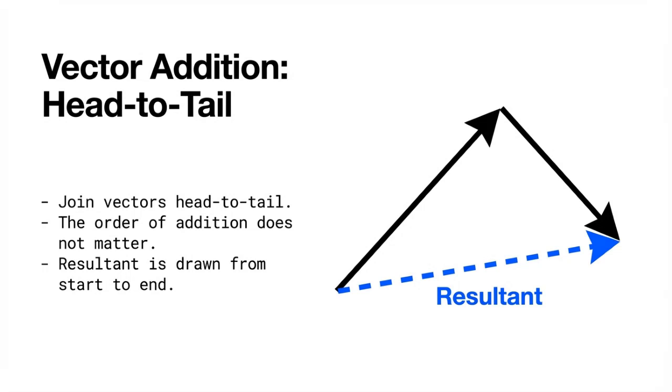When adding vectors using the head-to-tail method, you place the tail of the second vector at the head of the first vector. This allows you to visually combine their effects. It's important to note that the order in which you join the vectors doesn't change the result. Once joined, the resultant vector is drawn as a straight line from the starting point of the first vector to the end point of the last vector, showing the overall combined effect. This method helps simplify complex vector additions by breaking them down into clear, manageable steps.